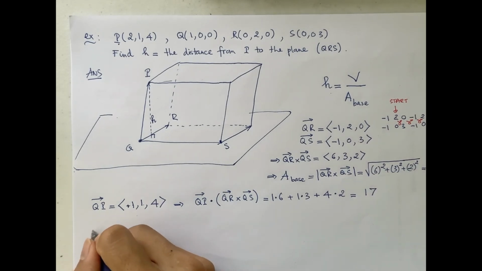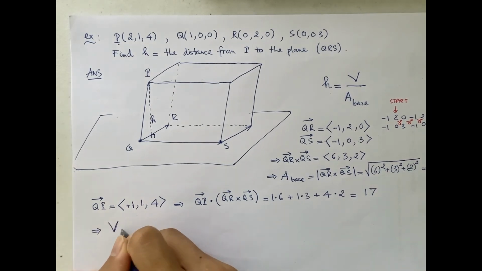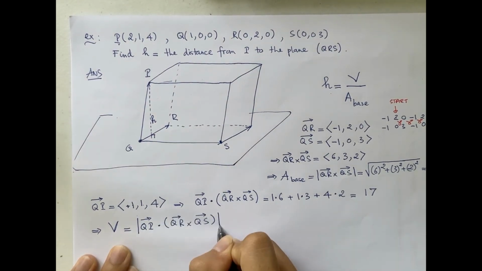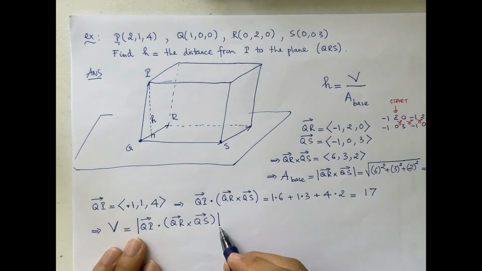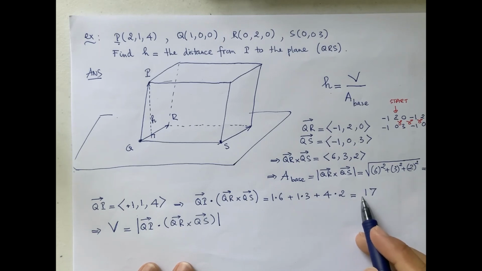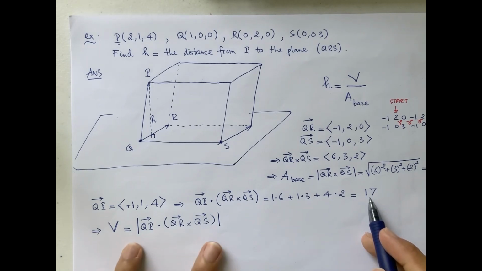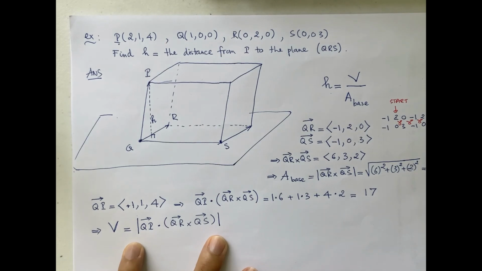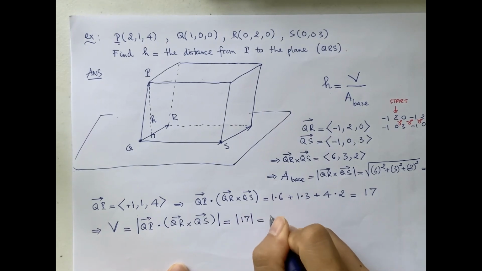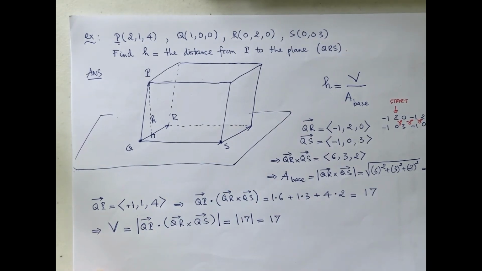Now the volume is going to be the absolute value of this triple product. We need to use the absolute value because sometimes you may end up having a negative number instead of a positive number, like in this case. So say if you were getting negative 17, then the absolute value will turn it into a positive value, which can be used to describe the volume. So that's the absolute value of 17, which is 17 in this case as well.